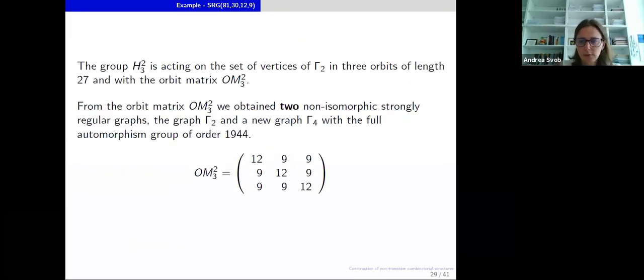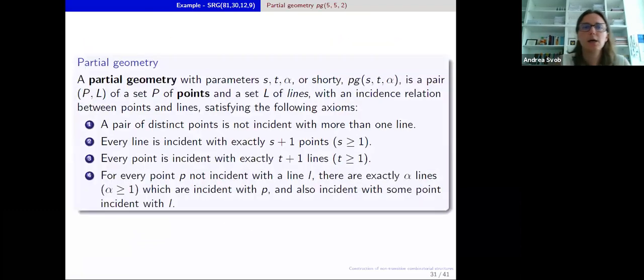Okay, so this will be very, very important for this last part of my talk for today. First of all, I will just give you a few basic definitions. So, partial geometry. Today we were speaking about two types of incident structures, designs and graphs. And now we will speak about partial geometry.